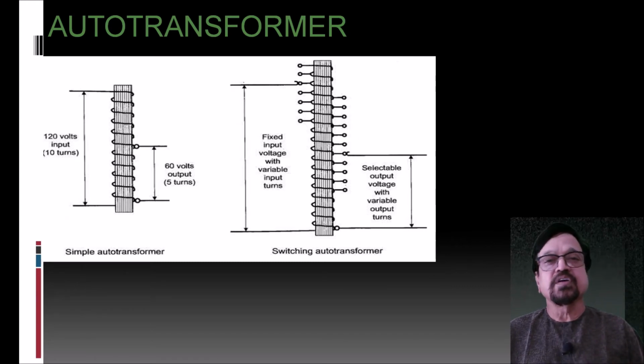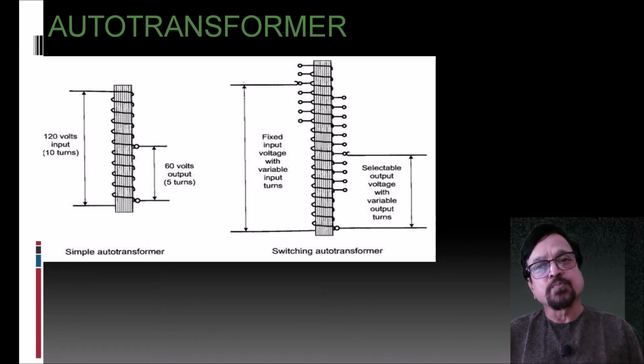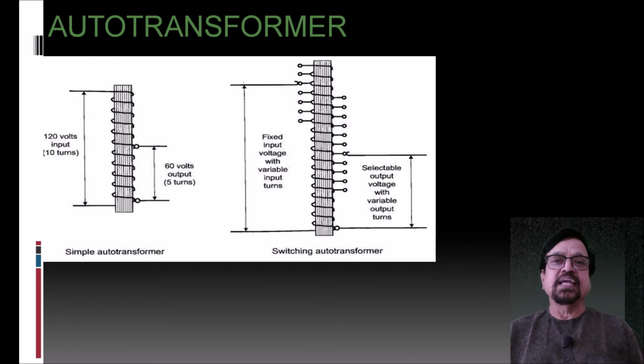So if you put 120 in, you will get an output of 60 volts or less if you consider fewer coils. Now here there are 10 rounds, 10 rotations. Out of that, if you select 5, you will get only half the voltage. Instead of 120, you will get a step down to 60 volts.